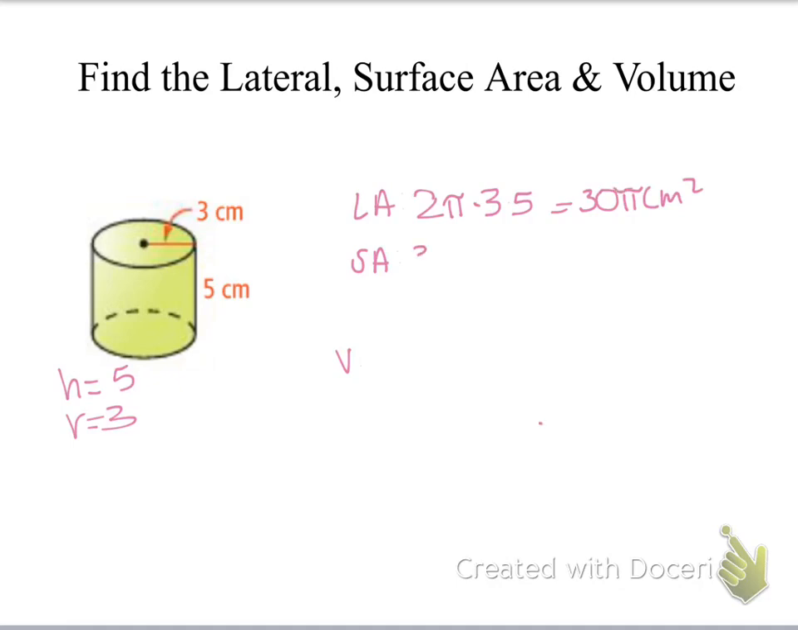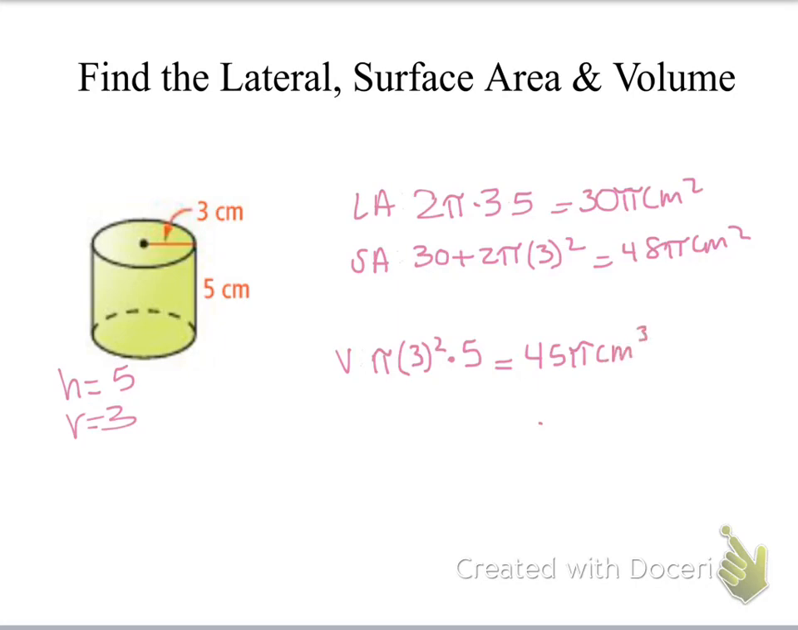Okay, surface area is that 30 pi plus 2 pi radius squared. So 48 pi centimeters squared. And this is area of the base times the height. So pi r squared times my height that connects them. So 45 pi centimeters cubed. Remember, volume is cubed.